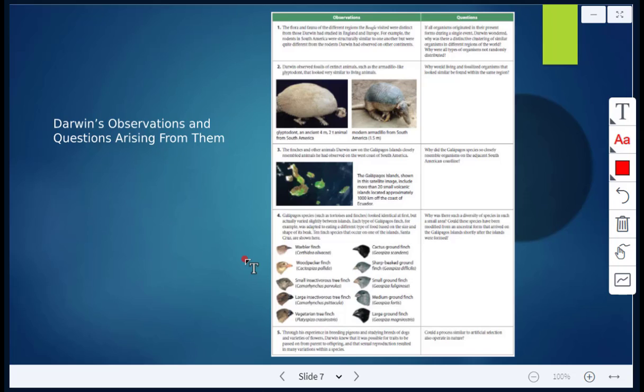So his question was, why was there such a diversity of species in such a small area? And could these species have been modified from an ancestral form that arrived on the Galapagos Islands shortly after the islands were formed?